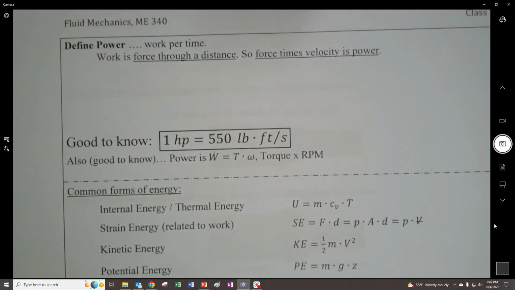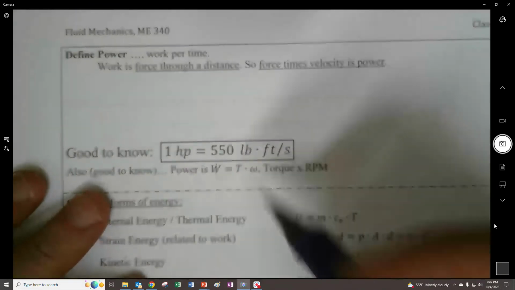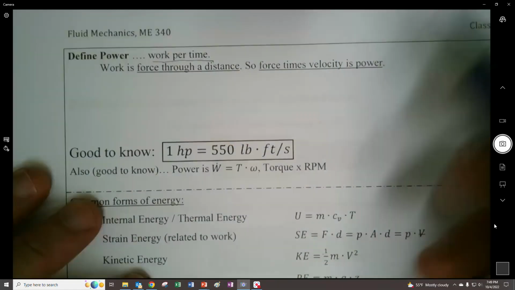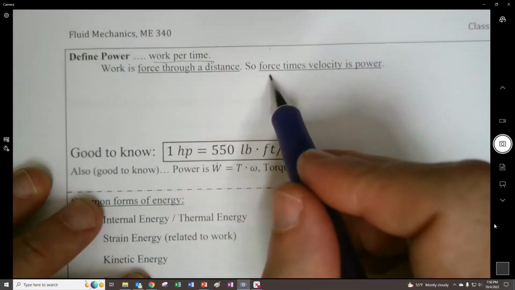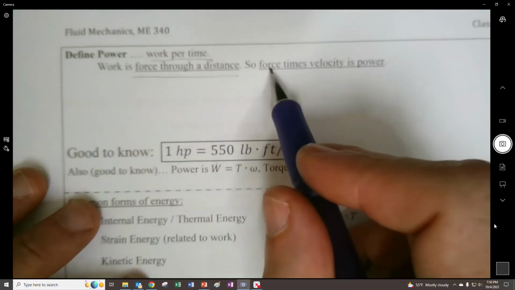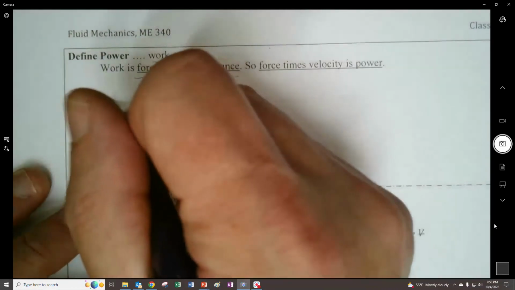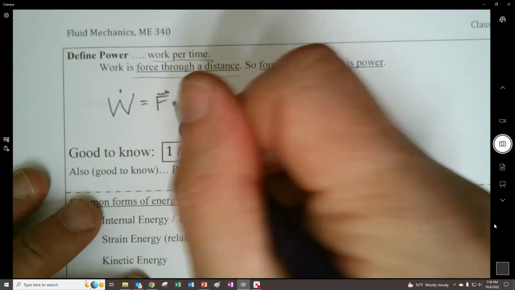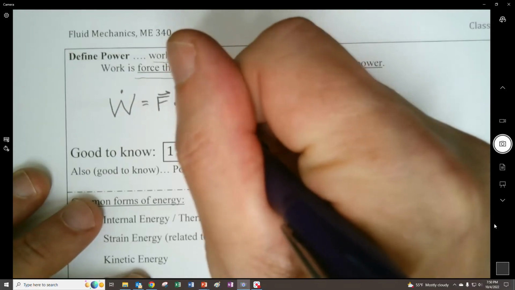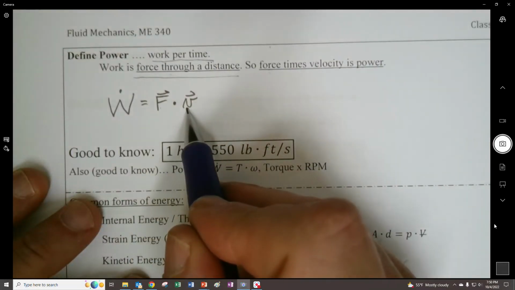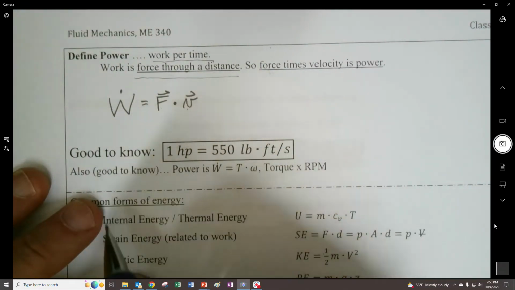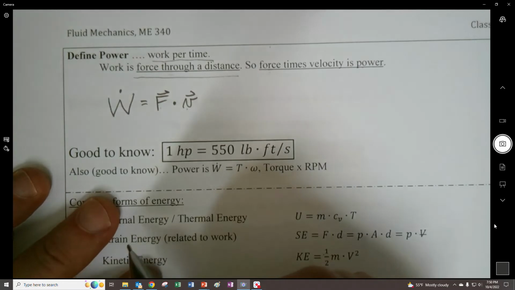So I have a brief aside here to talk about power, right? And define power. We know that it's going to be work per time. Recall, though, that work is force through a distance. So force times velocity is power. If we wanted to use a dot product, we could say it's the force vector dotted against the velocity vector. And that dot product makes for a scalar, which is important because we know that power doesn't have a direction to it.